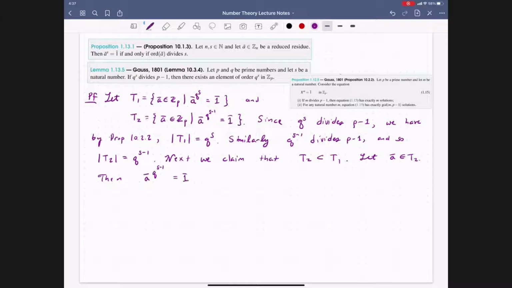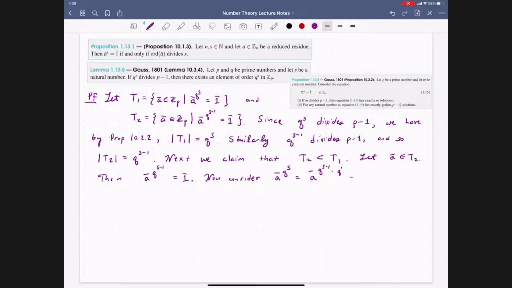But now what we want to show is that if we raise it to the q to the s, we also get back 1 bar. So that's what it suffices to show. So now consider a bar to the q to the s. The hope is that this is 1. Well, we can go ahead and separate this. This is a bar to the q to the s minus 1, and we break this up with q to the s minus 1 times q, the same as multiplying with q to the 1 power. So we have this here.